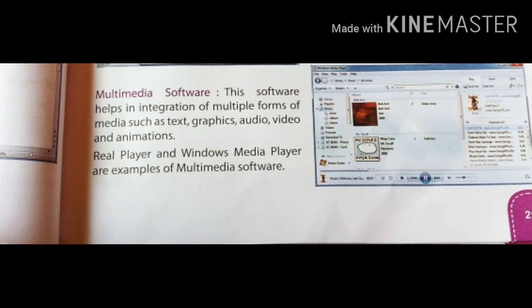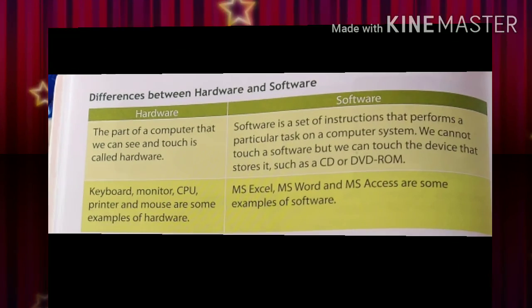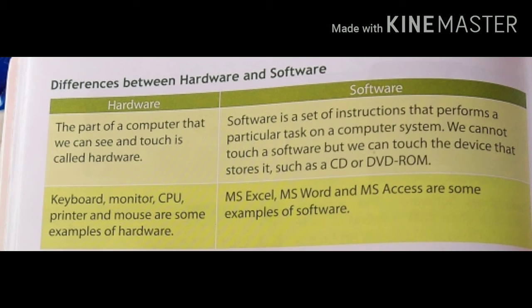Fourth one, multimedia software. This software helps in the integration of multiple forms of media such as text, graphics, audio, video and animations. Real Player and Windows Media Player are examples of multimedia software. What are two examples of multimedia software? Yes, Real Player and Windows Media Player. Yes, very good children. Difference between hardware and software. Hardware: the parts of a computer that we can see and touch are called hardware.